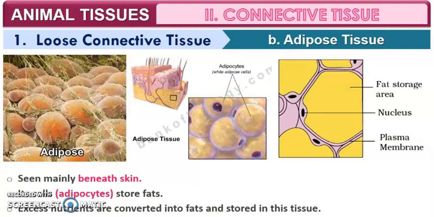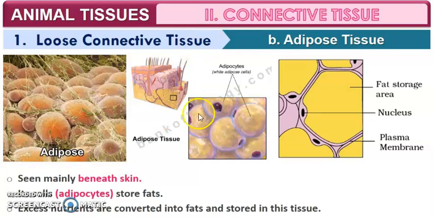The nutrients that our body produces and digests, if they are not used immediately, are stored in the adipose tissue, converted into fat and stored there, and whenever needed our body uses it. Other than that, it helps in the insulation process, which means that it provides heat to our body in very cold conditions. Okay, so this is about the loose connective tissue.